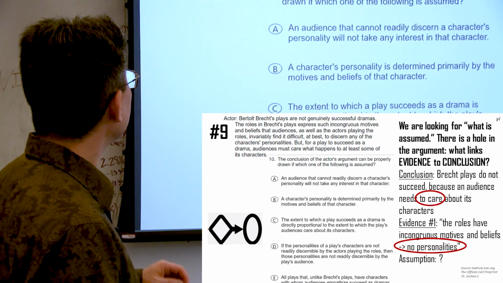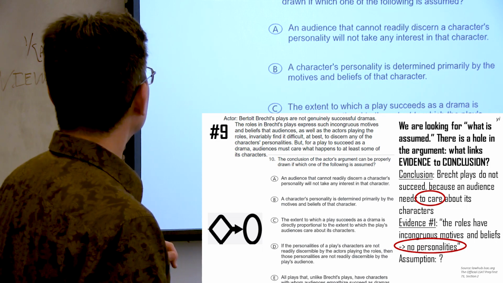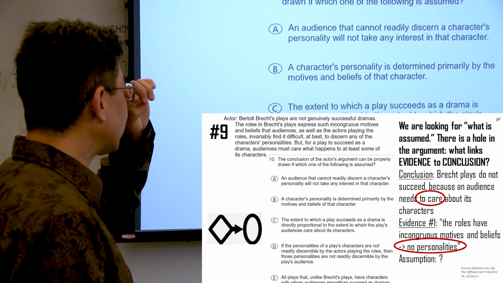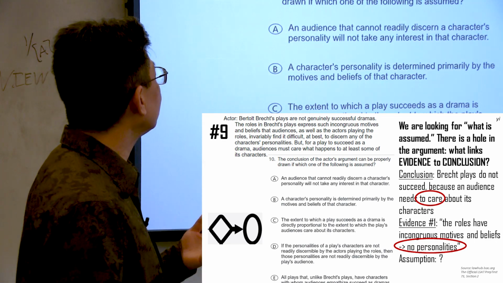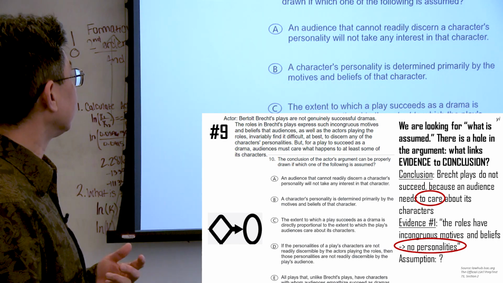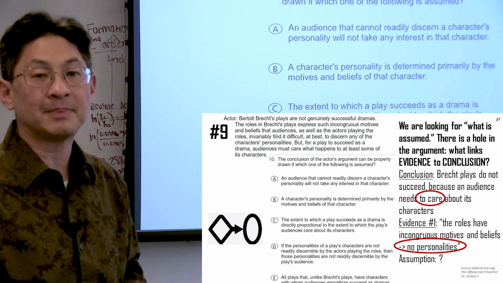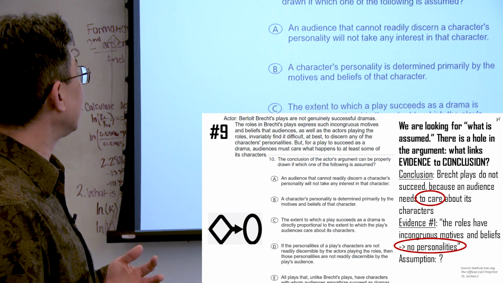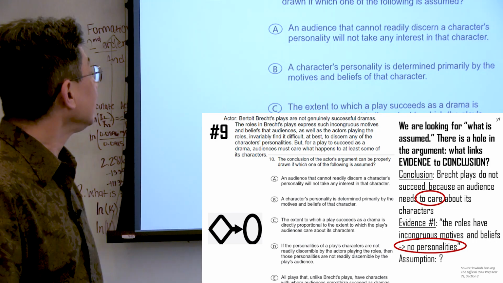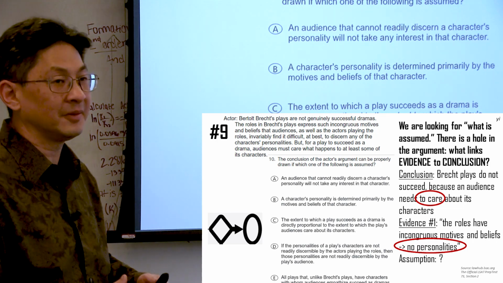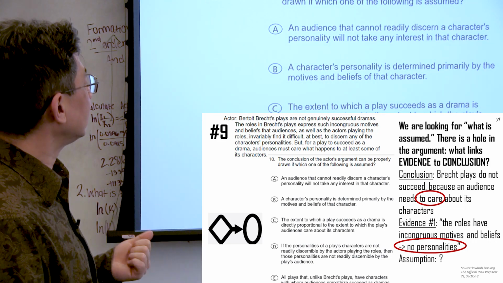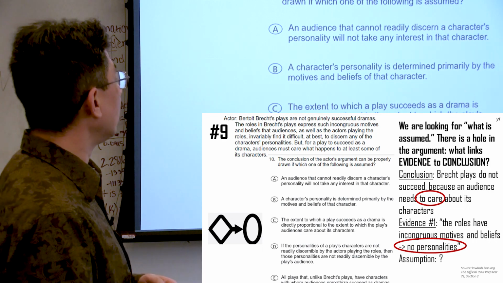And here we go. The actor says the following. Bertolt Brecht's plays are not genuinely successful dramas. The roles in Brecht's plays express such incongruous motives and beliefs that audiences, as well as the actors playing the roles, invariably find it difficult at best to discern any of the characters' personalities. But for a play to succeed as a drama, audiences must care what happens to at least some of its characters.